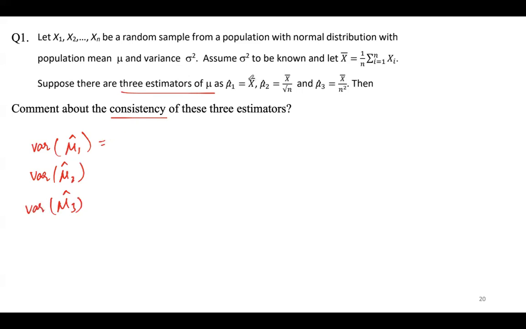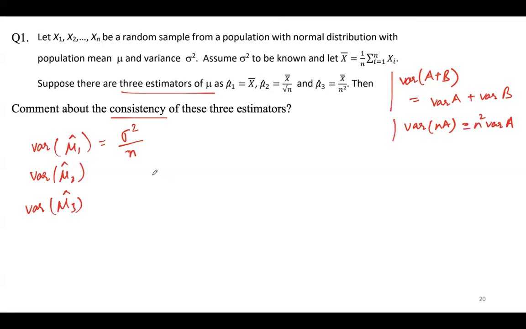So what is the variance of the first term? So the variance, when you take an average, is going to be the original variance divided by n. And the concept that I'm using here is that variance of a plus b is equal to variance of a plus variance of b, right? And variance of na is equal to n square variance of a. So these are the two concepts that you can use in case you forget what the variance of an average is.